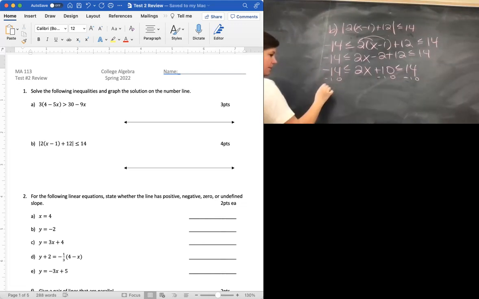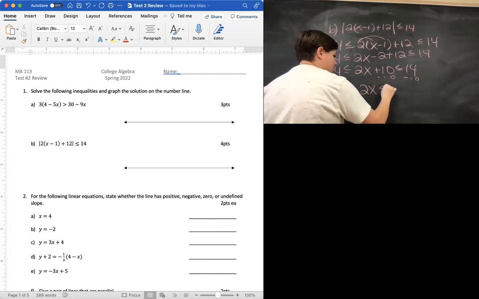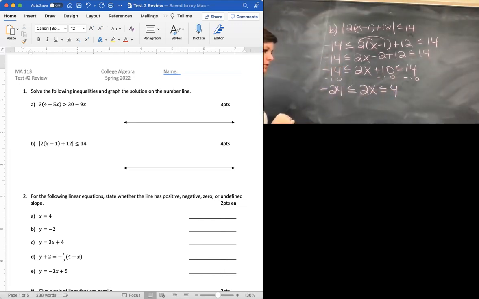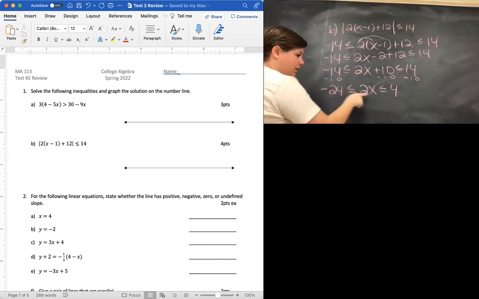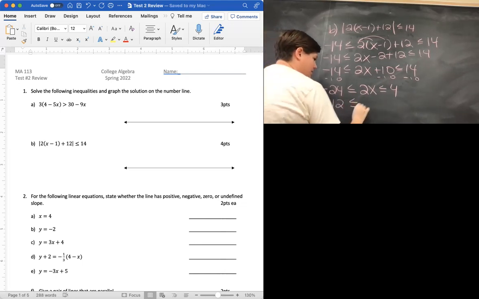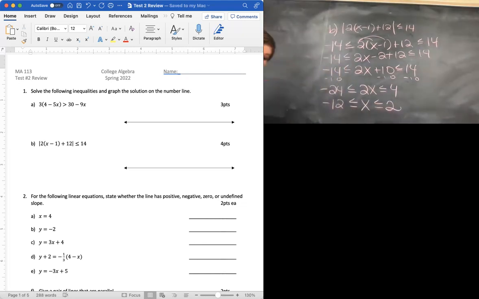So negative 14 minus 10 is negative 24, which is less than or equal to 2x, which is less than or equal to 4. X is not by itself yet. We still have that 2, so I'm going to divide all three parts by 2. So I get negative 12 is less than or equal to x, which is less than or equal to 2.